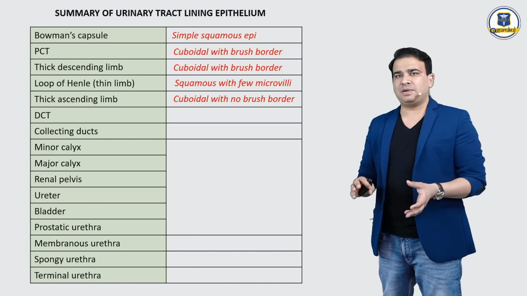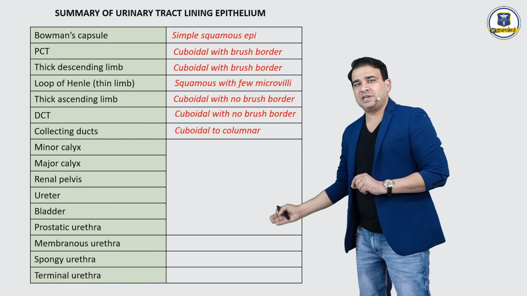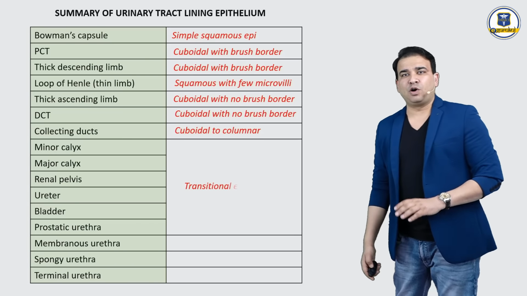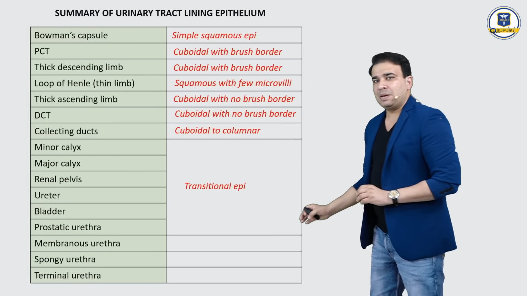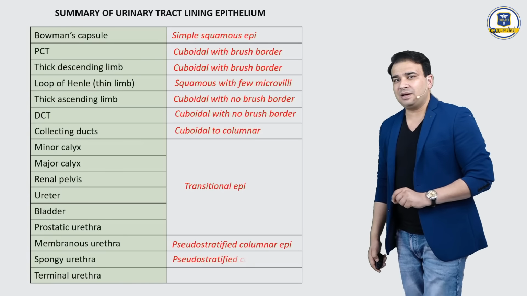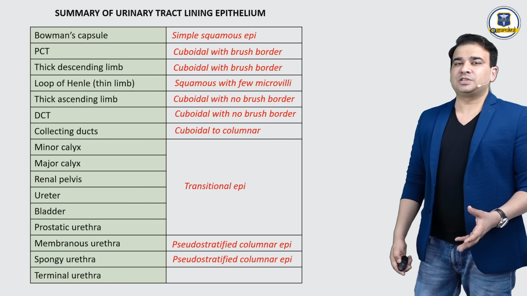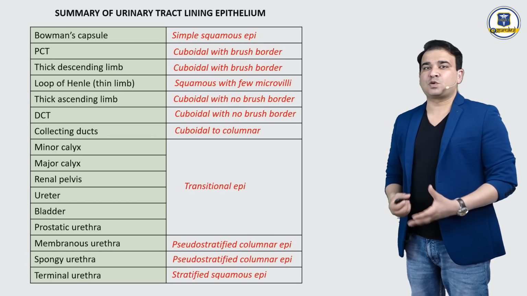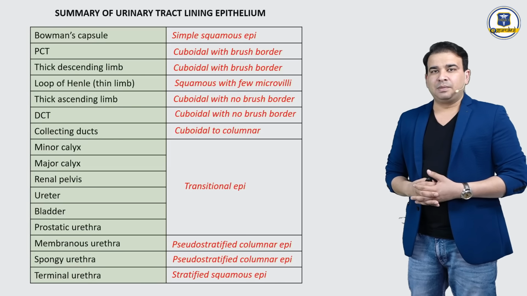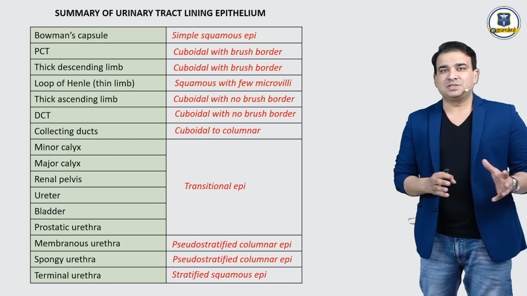Then moving on from the minor calyx till the prostatic urethra, it is all transitional epithelium. Everything in between has transitional epithelium. The membranous and spongy urethra is pseudo-stratified ciliated columnar. And finally, the terminal urethra has the stratified squamous epithelium. So this is about the important lining epithelium of the three major systems.